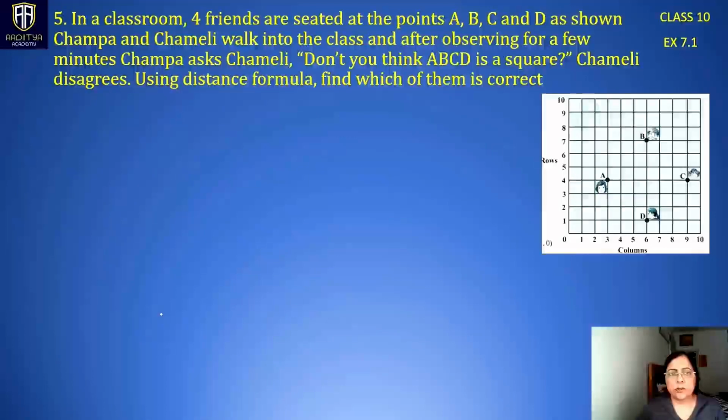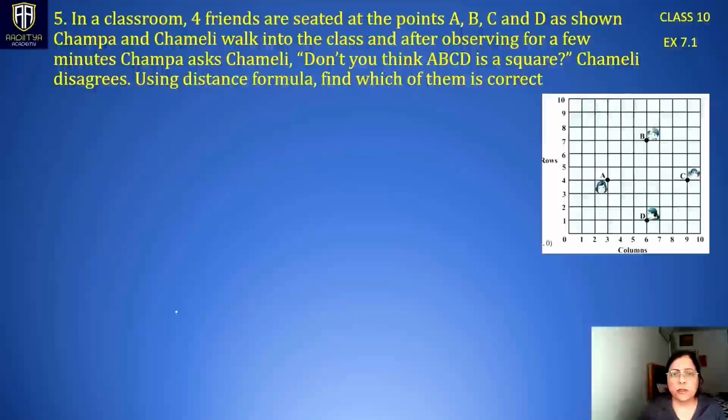Okay, this question has a figure. In a classroom, 4 friends are seated at the points A, B, C and D, as shown. Champa and Chameli walk into the class, and after observing for a few minutes, Champa asks Chameli, "Don't you think ABCD is a square?" Chameli disagrees. Using the distance formula, find which of them is correct.